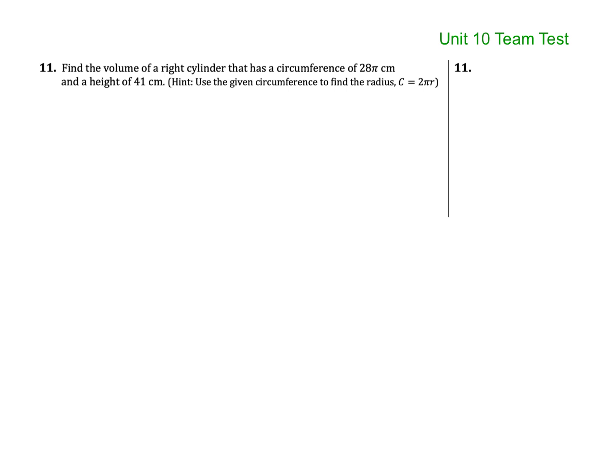Question 11 also involves a cylinder. This time, though, we want to find the volume, so just volume, of a right cylinder that has a circumference of 28 pi centimeters and a height of 41 centimeters. So for the height, we have what we need there. Height is 41, and the circumference is 28 pi centimeters. We need to use the circumference to find the radius.